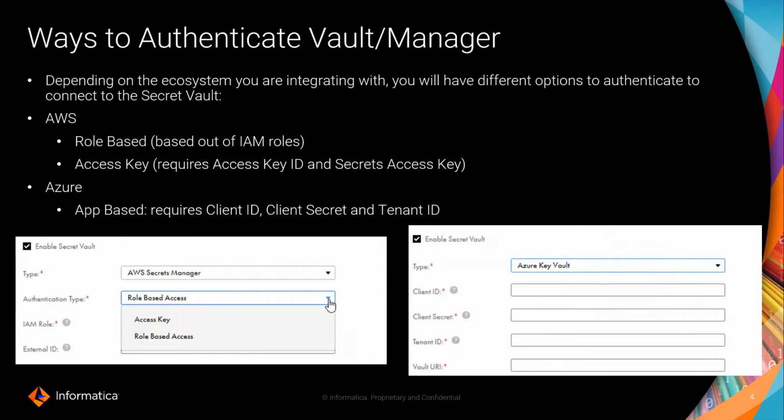Depending on the ecosystem you're integrating with, you will have different options to authenticate and connect to the Secret Vault. With AWS, you have role-based access based on IAM roles, or access key, which requires access key ID and secret access key as an option. And for Azure, you will configure using client ID, client secret, tenant ID, and Vault URL.